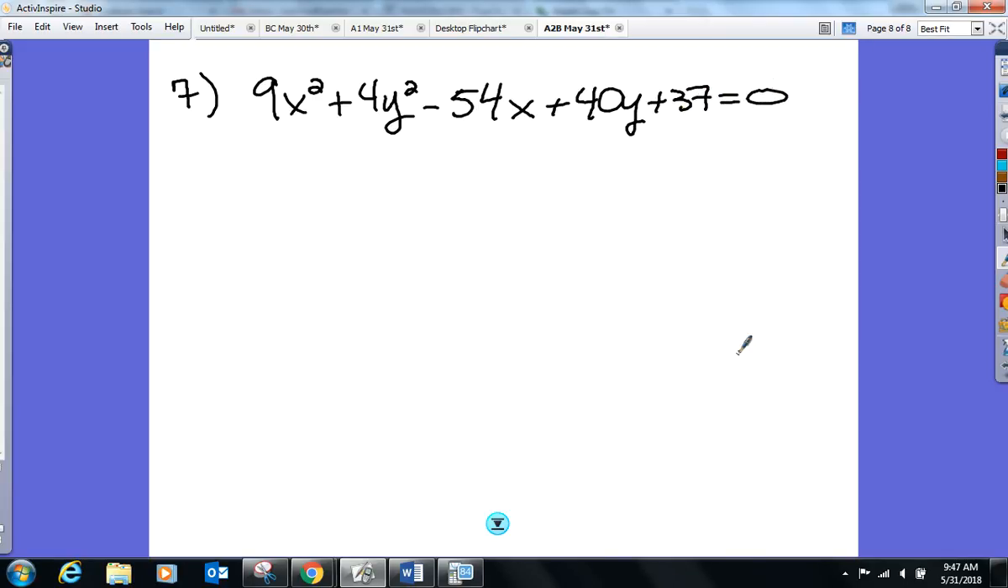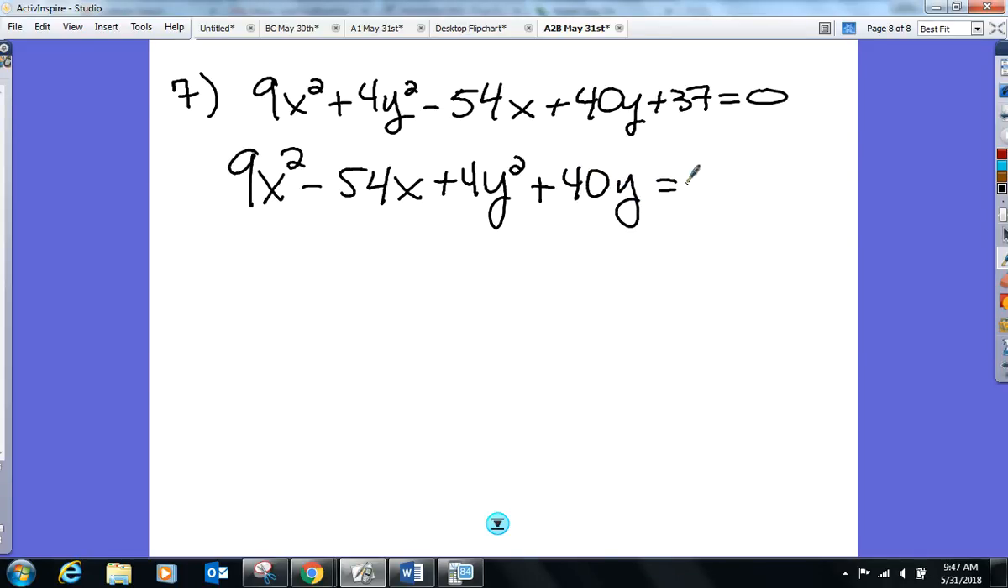Okay. Teach me. First up. Group, group, group. 9x squared minus 54x plus 4y squared plus 40y equals negative 37. You got it.